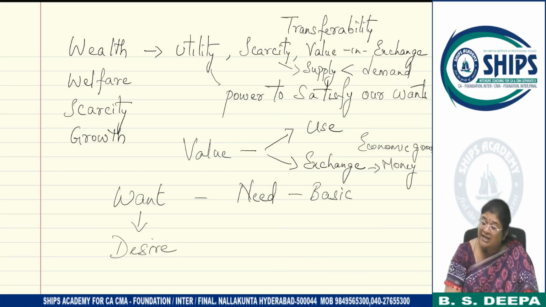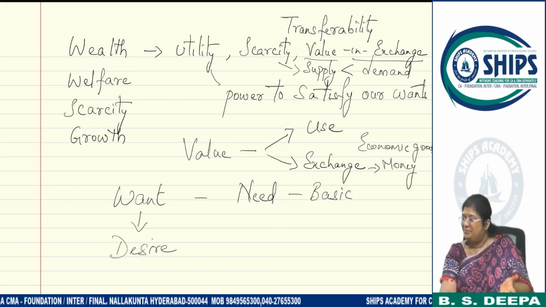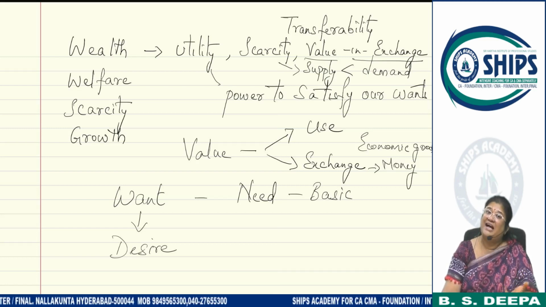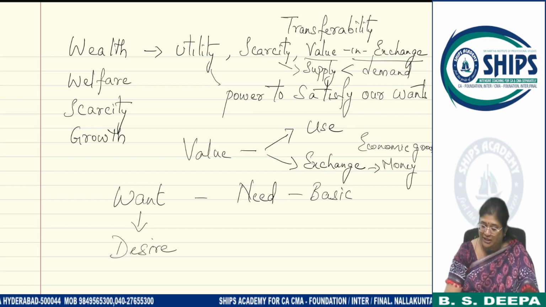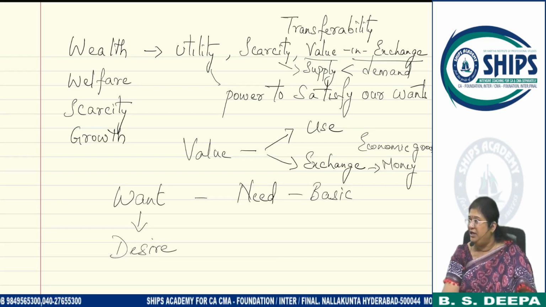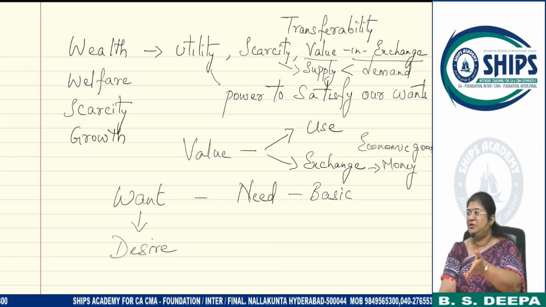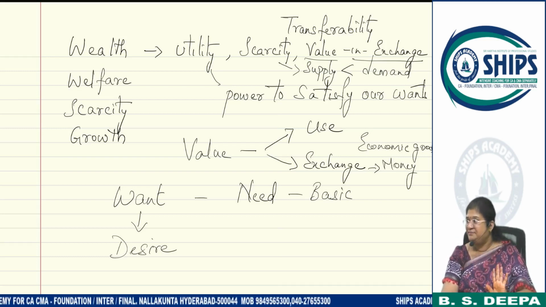Alright? So basically when we are talking about wealth, and when we say that it has value in exchange, we are saying that wealth is mostly man-made goods. That is why they should have value in exchange. Okay? So three things covered: utility, scarcity, value in exchange. The one about transferability is, if it should be possible for you to transfer the ownership from one person to another person, only then it can be called wealth in economics.